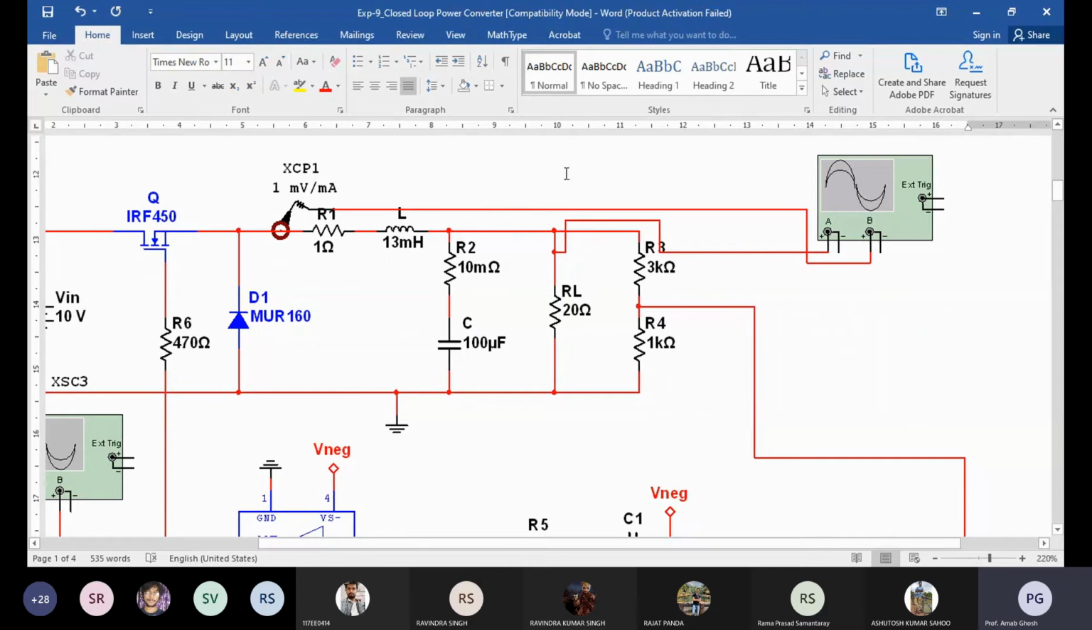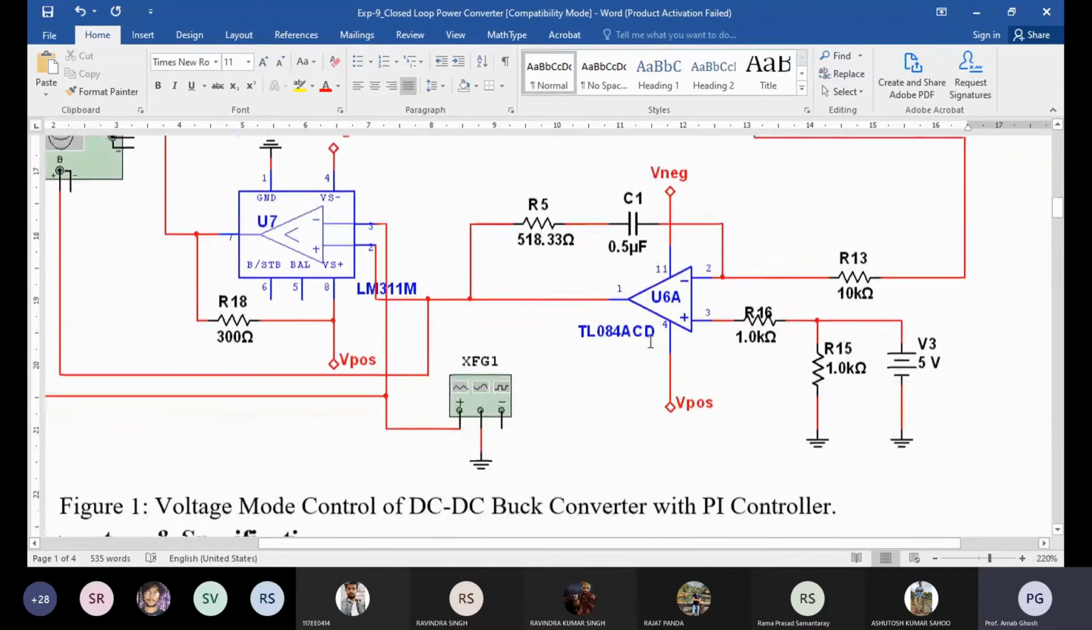Whatever voltage you are getting, that is coming from your open loop study. So first you have to give the 50% duty cycle. So what voltage is there? Whatever voltage you are asking, first set it there, and as per the value you can scale down through the voltage divider circuit.